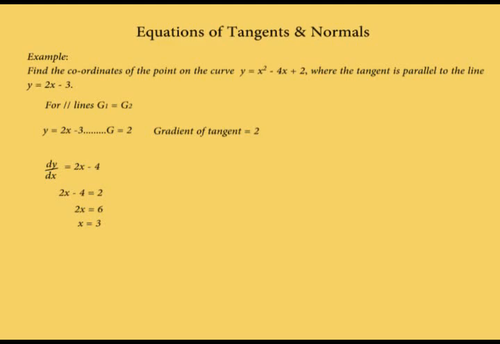Now we find the y-coordinate. We substitute 3 for x in the equation of the curve. y is equal to 3 squared minus 4 times 3 plus 2. That gives us y is equal to -1. And so the point is 3, -1.